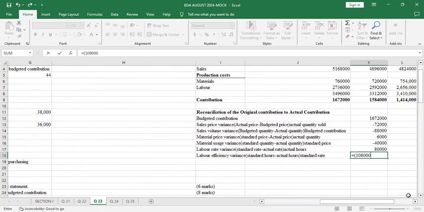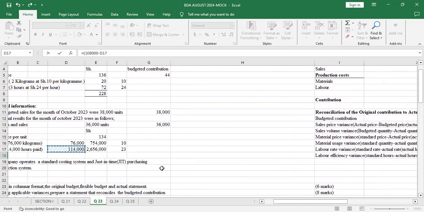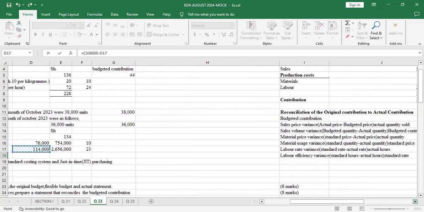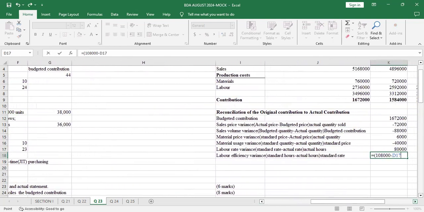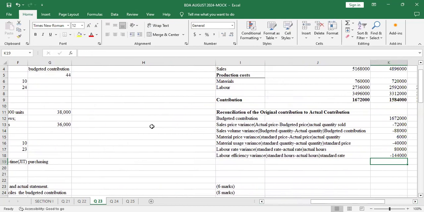Yeah, the standard hours minus the actual hours we were given was 114,000 hours. Then you just multiply by the standard rate, and the standard rate for labor was 24. Then you just enter.